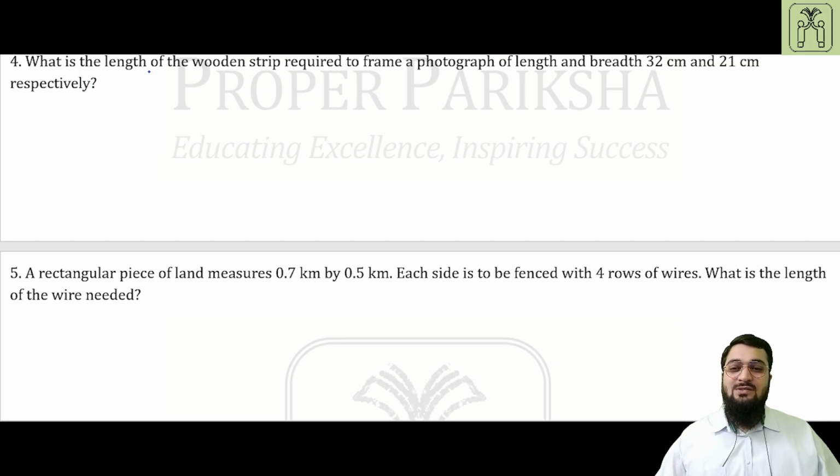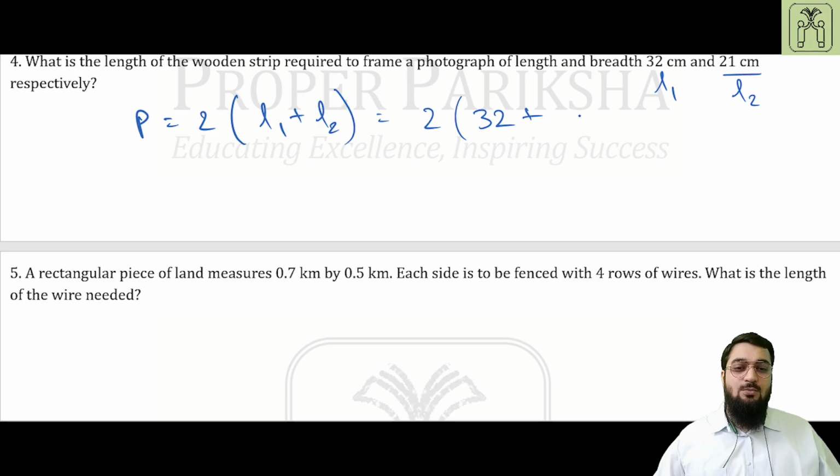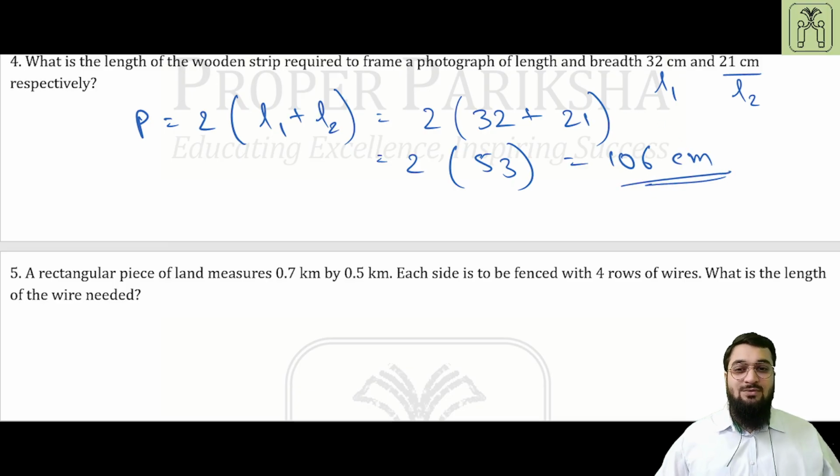Question number 4. What is the length of wooden strip required to frame a photograph of length and breadth 32 centimeter, that is L1, and 21 centimeter, that is L2, respectively? So length of wooden strip will be the perimeter, that is 2 into L1 plus L2, and that will be 2 into 32 plus 21, and that will give you 2 into 53, and that will give you 106 centimeters as the total length of the wooden strip required to frame a photograph.